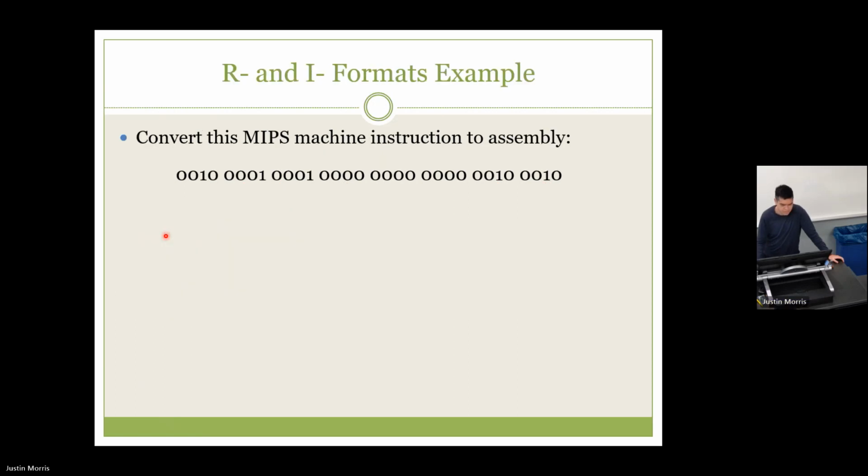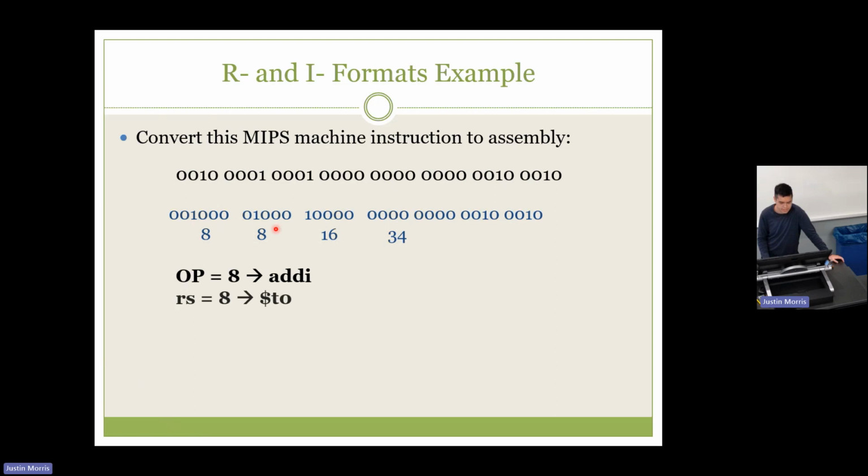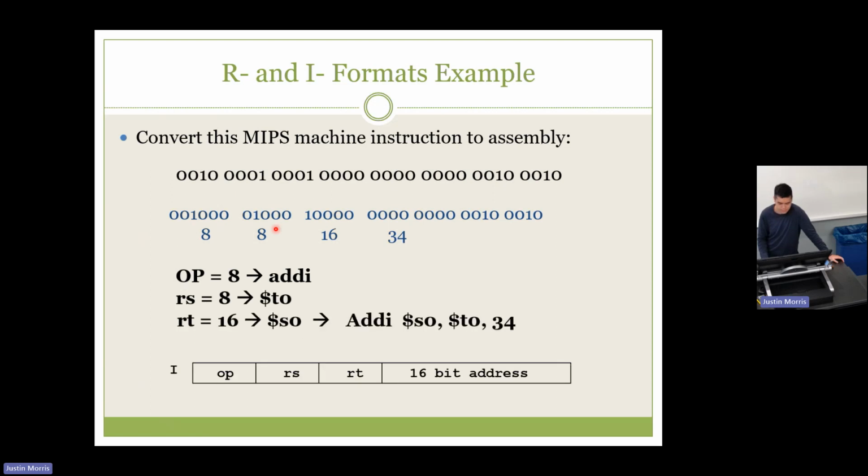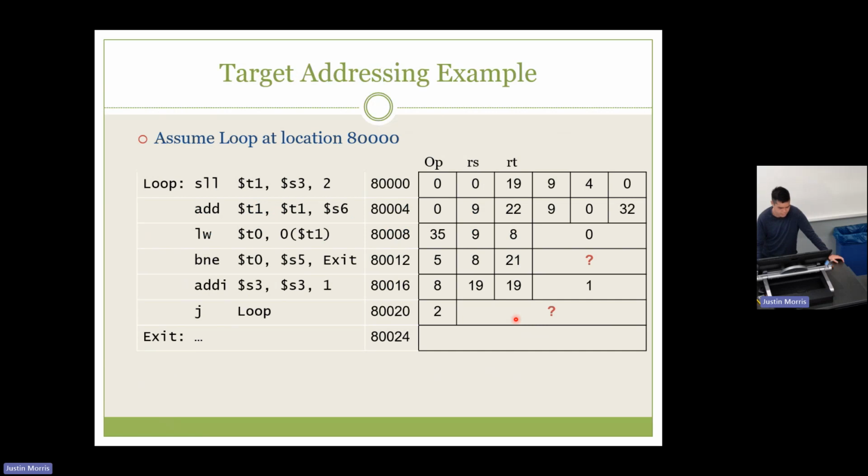All right. This is just going over it, splitting it up, right? So 8, 8, 16, 34, addi, C0, and then S0. So what's addi S0, T0, 34? Correct. So here is one of the pieces that we need to go over for your homework.